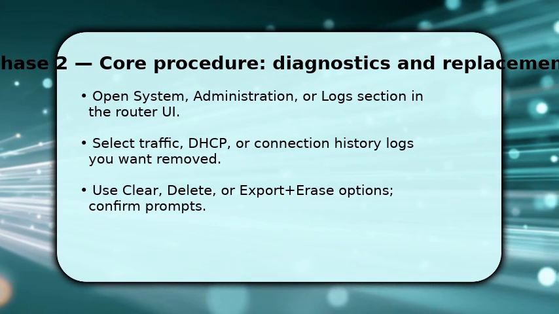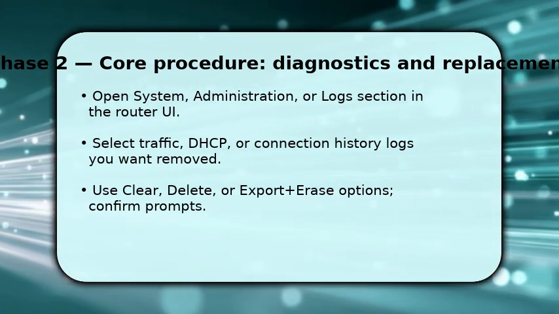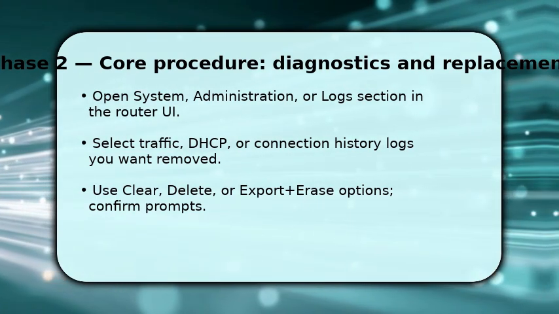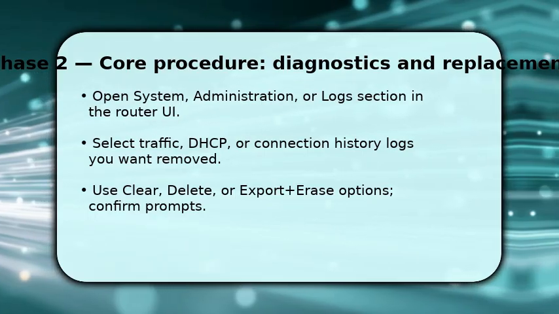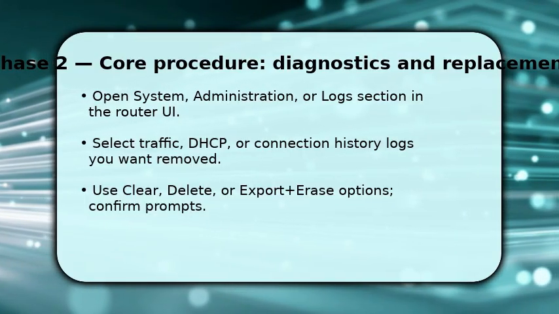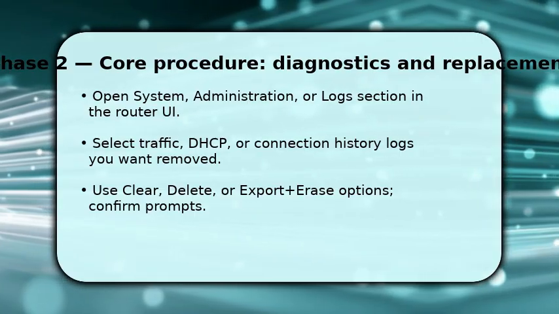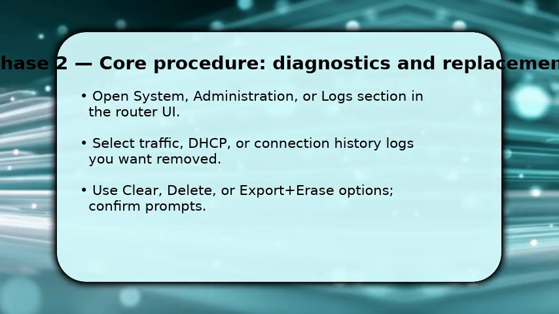Once done, find the logs section and identify specific log types: traffic logs, DHCP leases, or connection history. You will delete entries selectively or clear the entire log file. Choose selective deletion to keep useful diagnostics. Make sure to use the router's clear or delete command and confirm prompts, which prevents partial deletions.